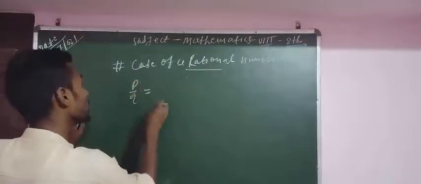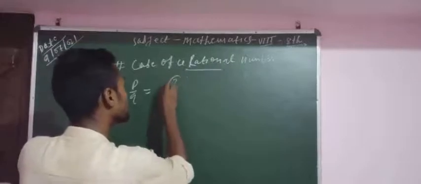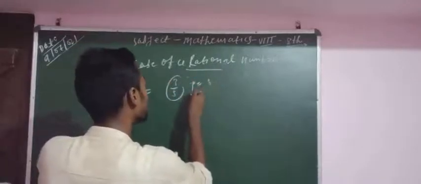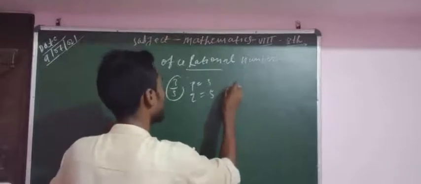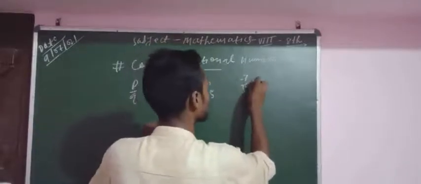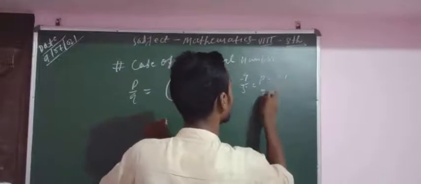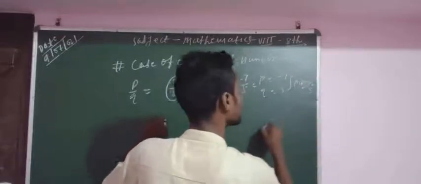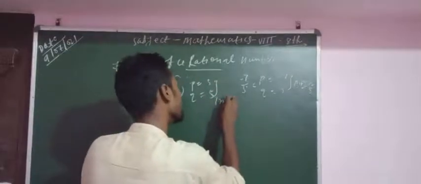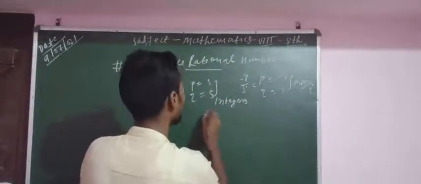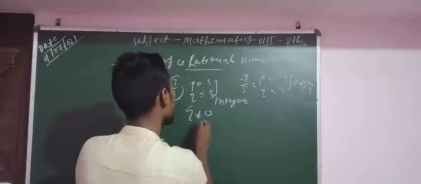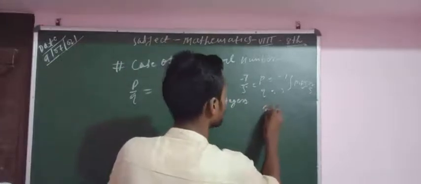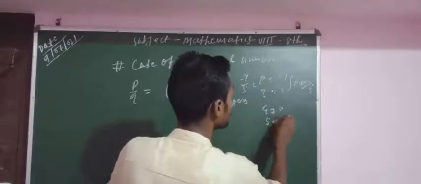तो p बाई क्यू, सपोज टू 3 बाई 5, तो p इक्वल्स टू व्हाट 3 और q इक्वल्स टू व्हाट 5. And another example, suppose minus 7 by 5, that means p equals minus 7 and q equals 5. These are the integers, doesn't matter negative or positive, but these are the integers. And q not equal to 0, the value of 5 not equal to 0.